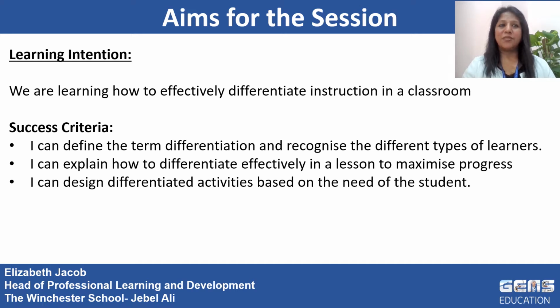Aims for the session. The learning intention is how to effectively differentiate instruction in a classroom. The success criteria: by the end of the lesson, you will be able to define the term differentiation and recognize the different types of learners. You will be able to explain how to differentiate effectively in a lesson to maximize the progress, and you can design differentiated activities based on the need of the student.